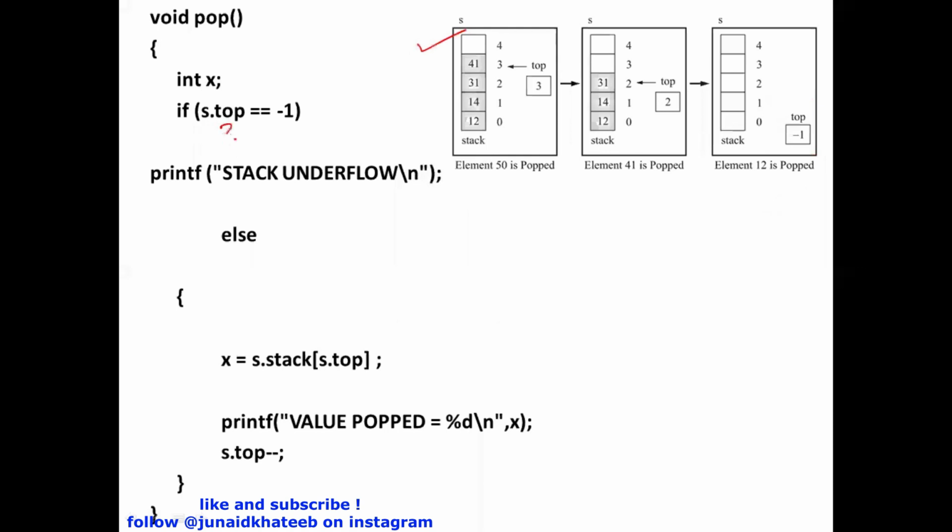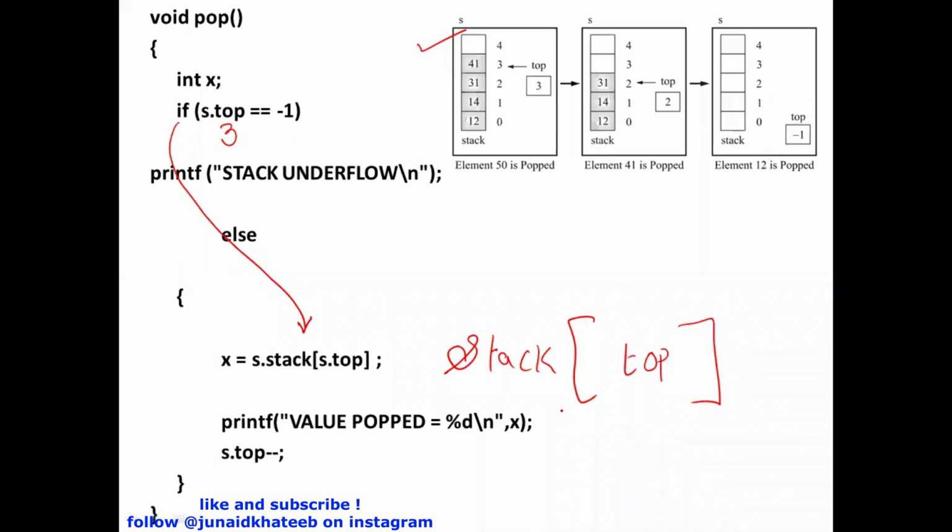I'll just check: what is the value of top? 3. It is index 3. Always remember, the variable top refers to the index and not the value. So 3 is equal to -1 is false. If this is false, that means the stack is not empty. So I'll come over here. What I need to do is, from this array called stack, from this index called top, I need to fetch the data.